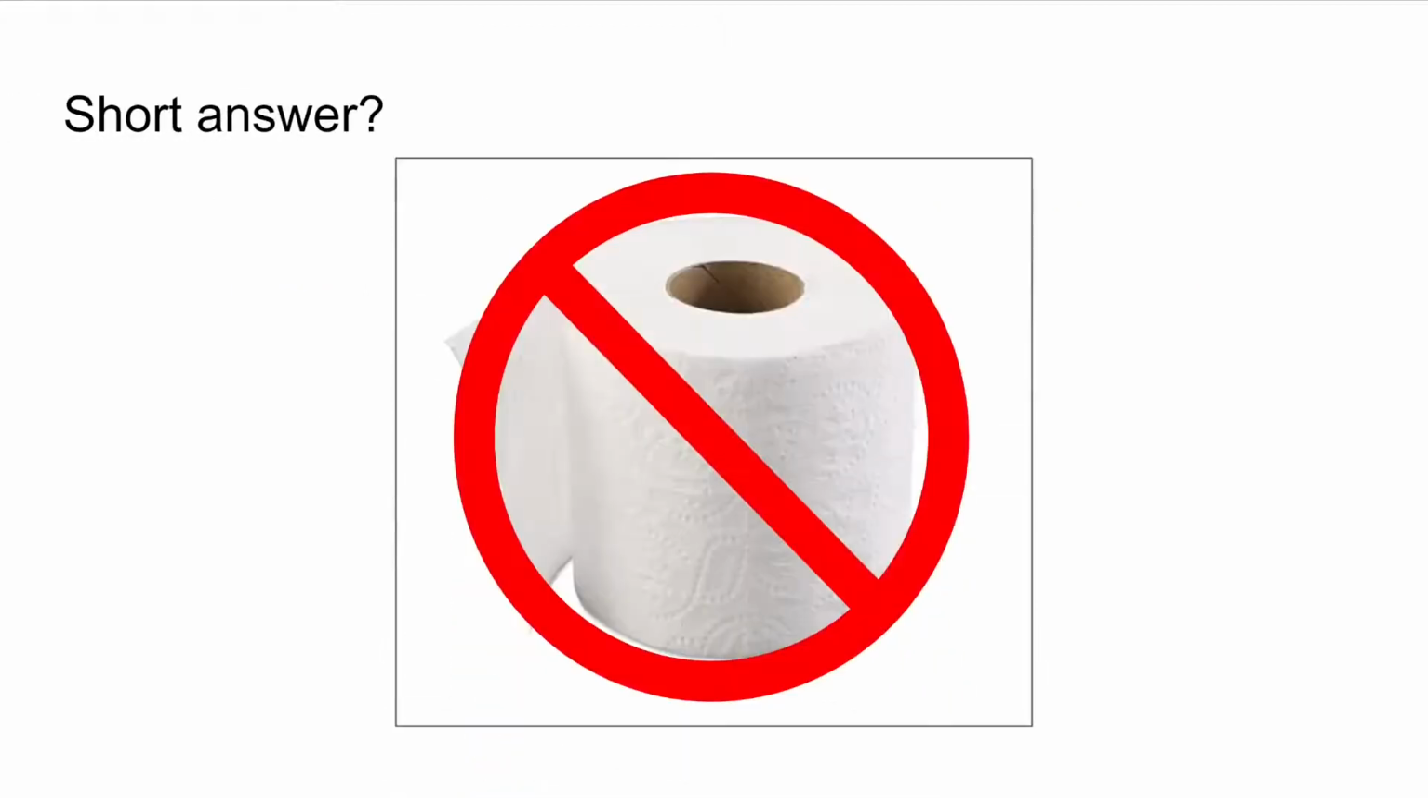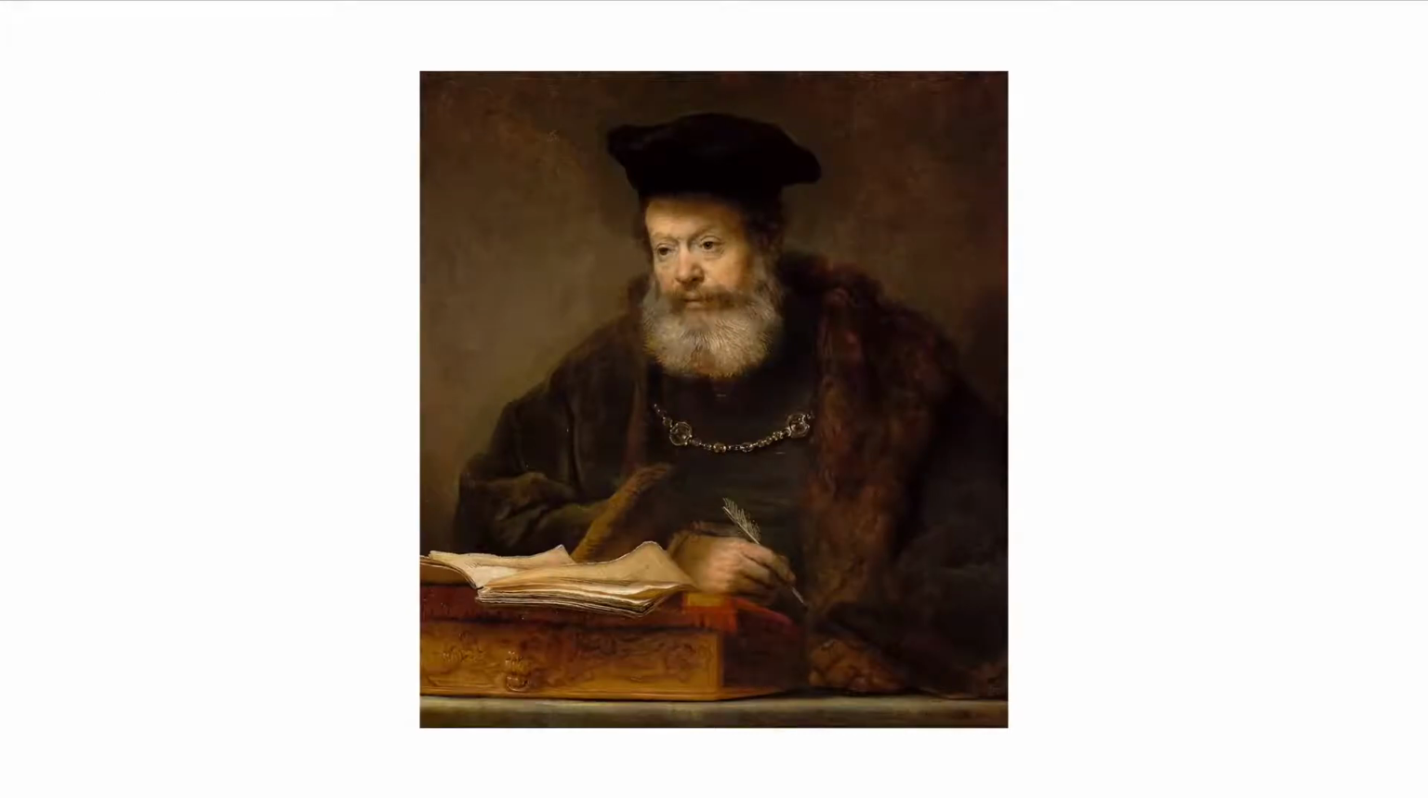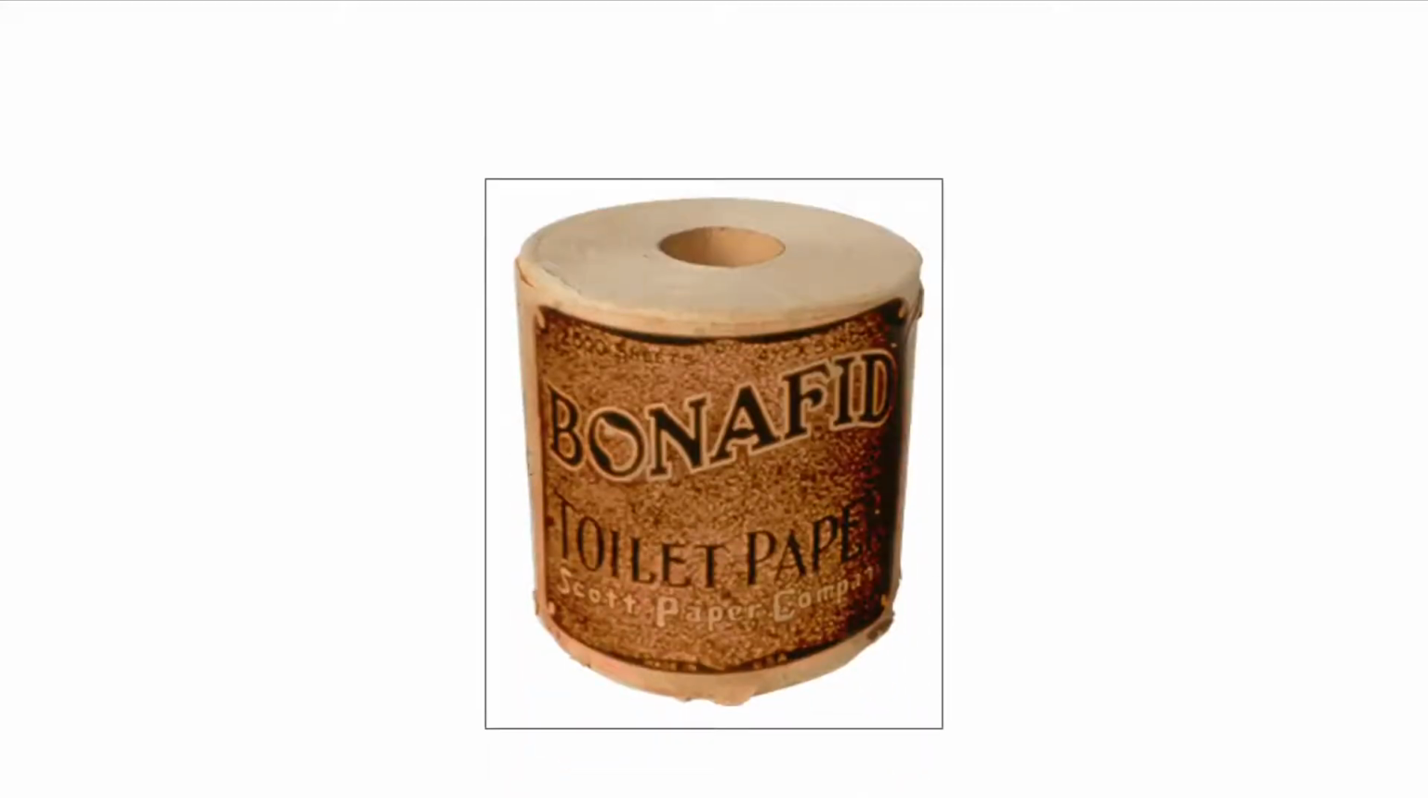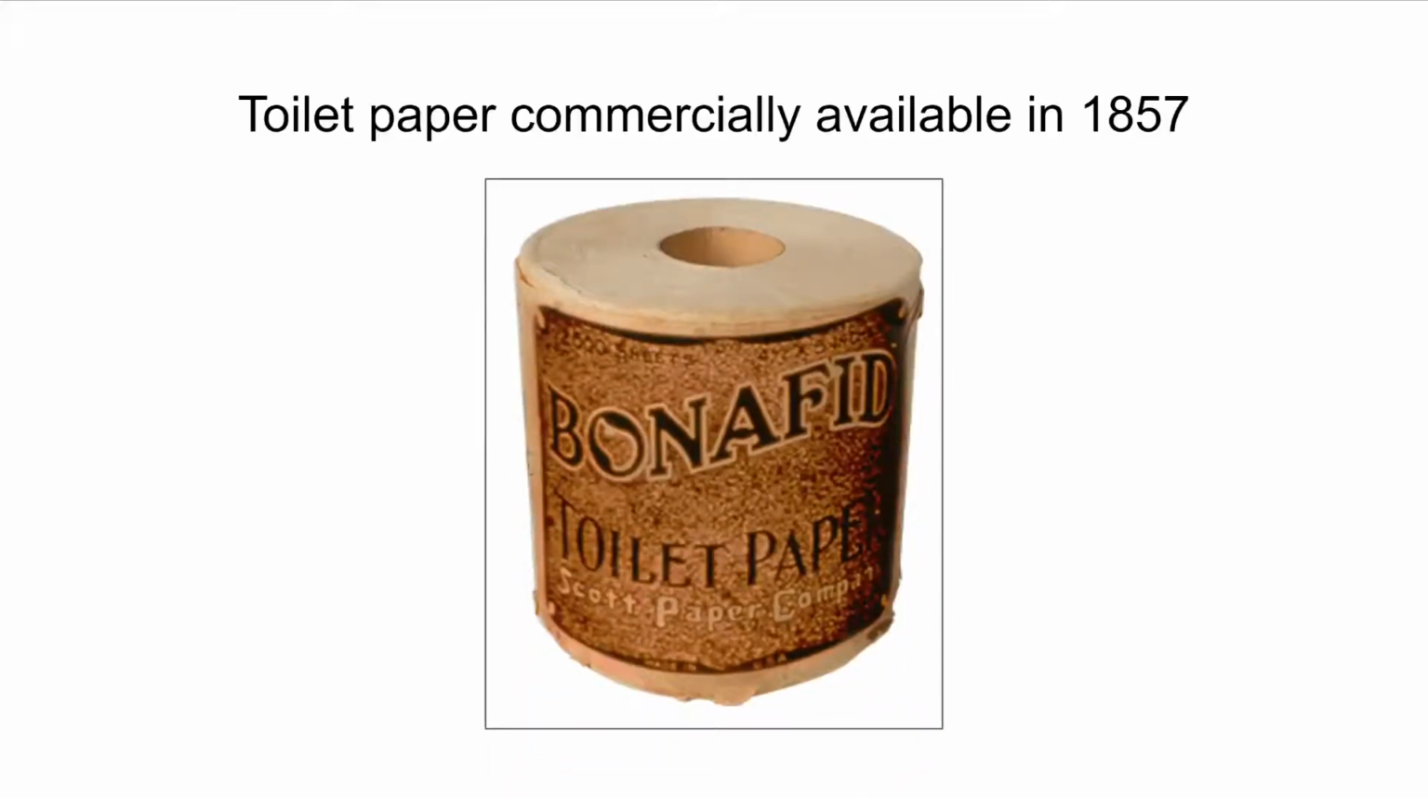So why did Rome fall? The short answer? No toilet paper. But as a respectable scholar I'm sure you are, you want to see the long answer. It also starts with toilet paper, and more importantly, how it was made commercially available in 1857.